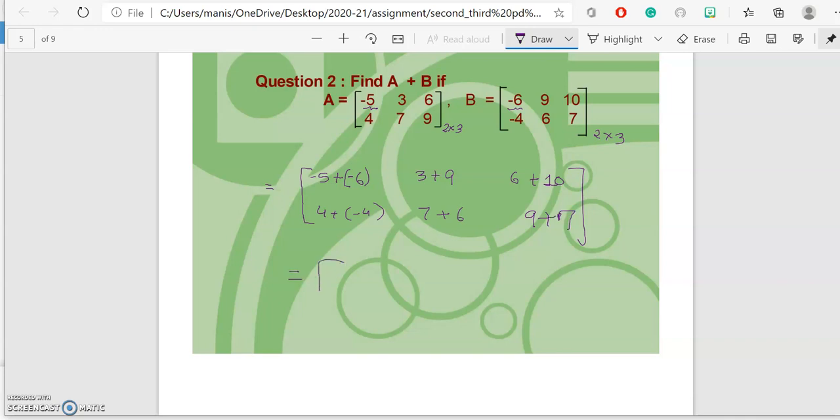Now I'll write my final answer over here. Negative 5 plus negative 6. You can use your calculator. It gives me negative 11. This gives me 0. 9 plus 3 is 12. 7 plus 6 is 13. This is my 16, and that's 16 over here. Now at the end, I will still write my order. Order is 2 rows and 3 columns. So this is my answer over here.